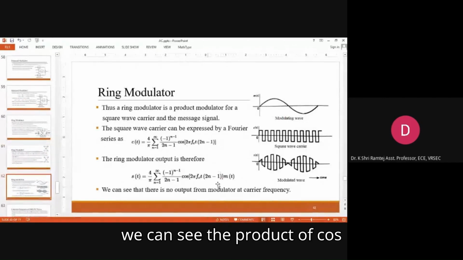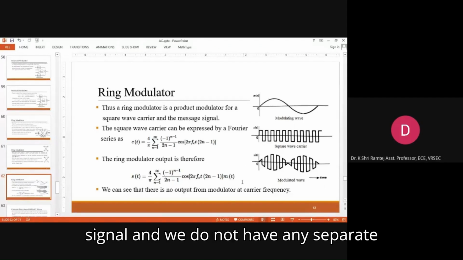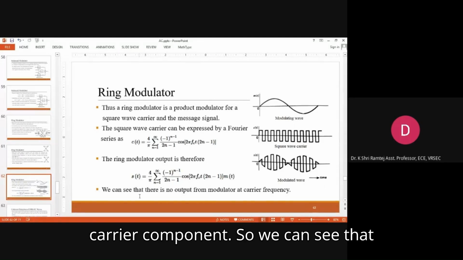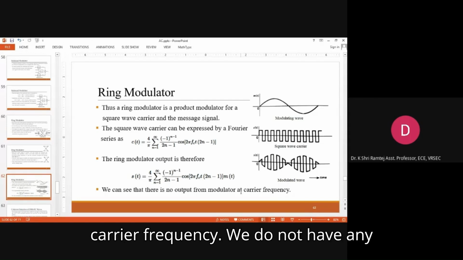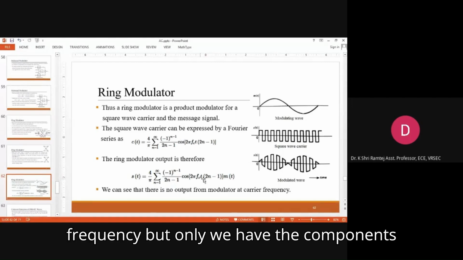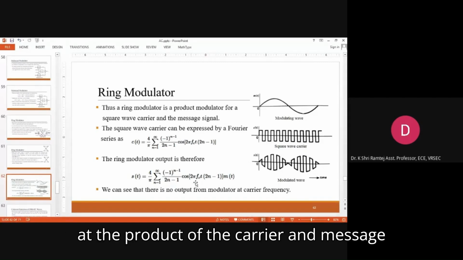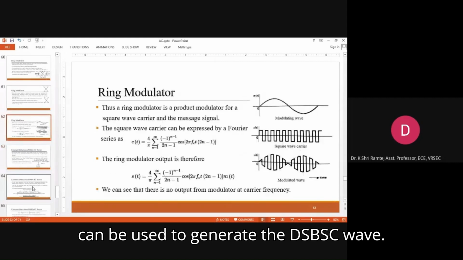we can see the product of cos, that is the carrier signal, with the message signal, and we do not have any separate carrier component. So we can see that there is no output from the modulator at the carrier frequency. We don't have any component at the carrier frequency, but only the components at the product of the carrier and message signal. So this is how a ring modulator can be used to generate the DSBSC wave.